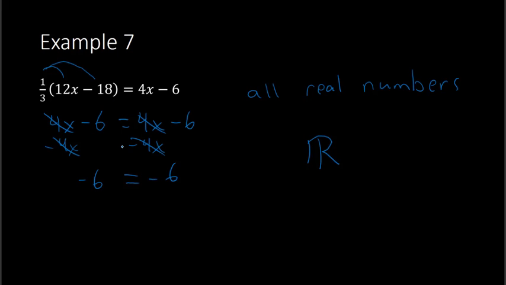If you went through the same process and you were to get something without variables again, let's say it was like 0 equals 1, where it's not a true statement. If that happens, your answer then would be no solution. And the shorthand way of writing that would be a 0 with a line through it. That means no solution or empty set.